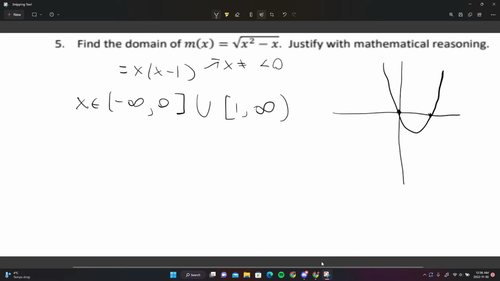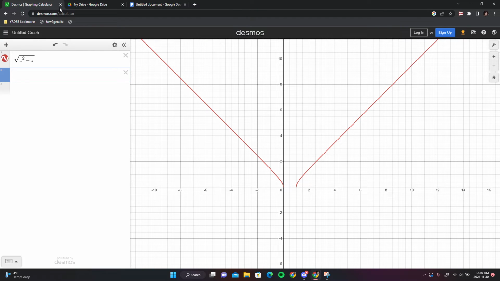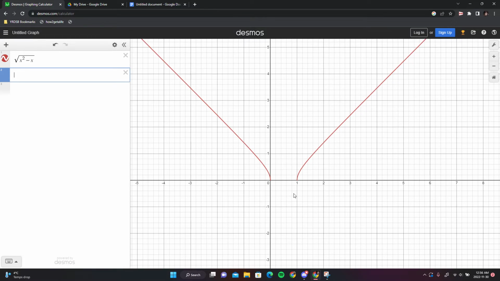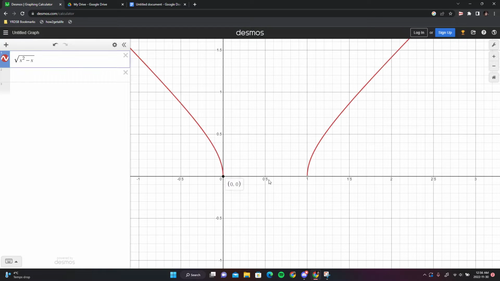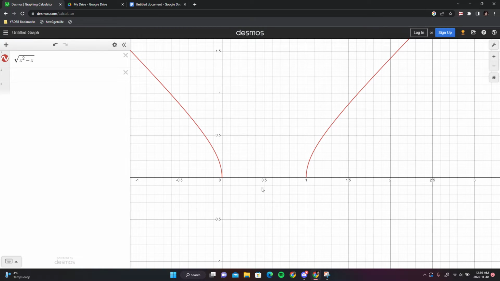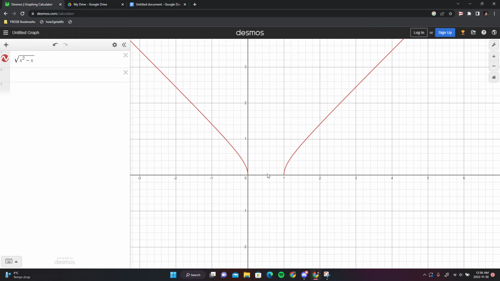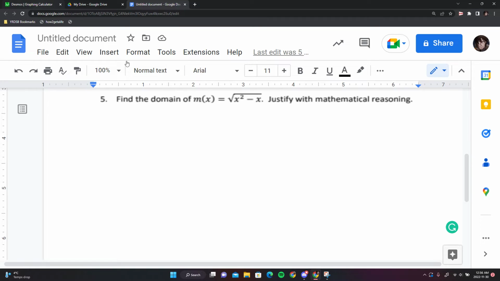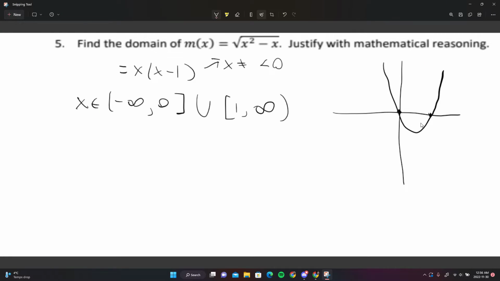I also have this on Desmos, and as you can see, the function just doesn't exist between the points 0 and 1, which is really the nail in the coffin to show you that anything which is negative between 0 and 1 isn't a part of the function and shouldn't be a part of the domain. So really, we find the restrictions first, and then we find the function.